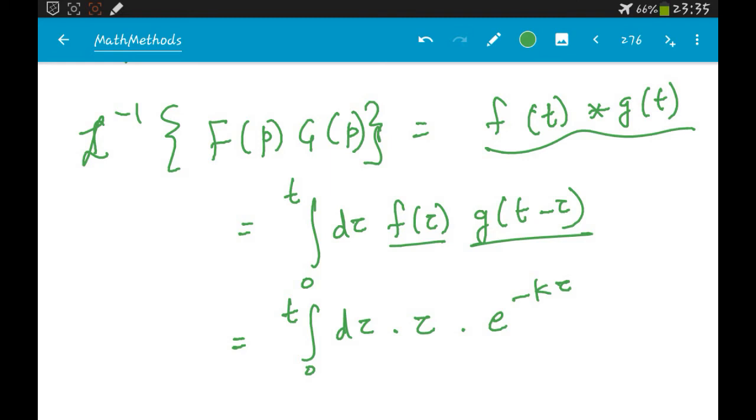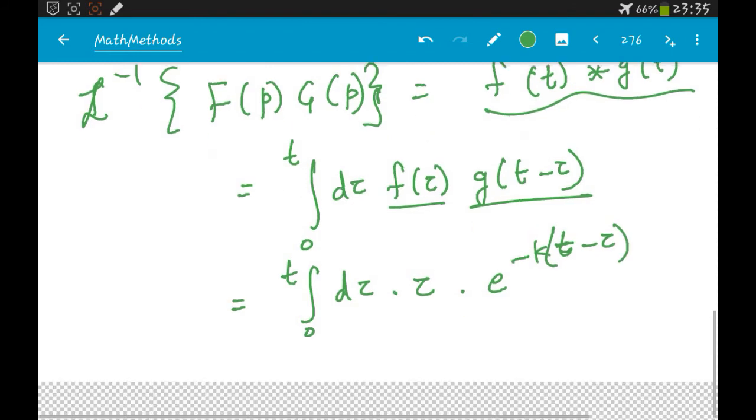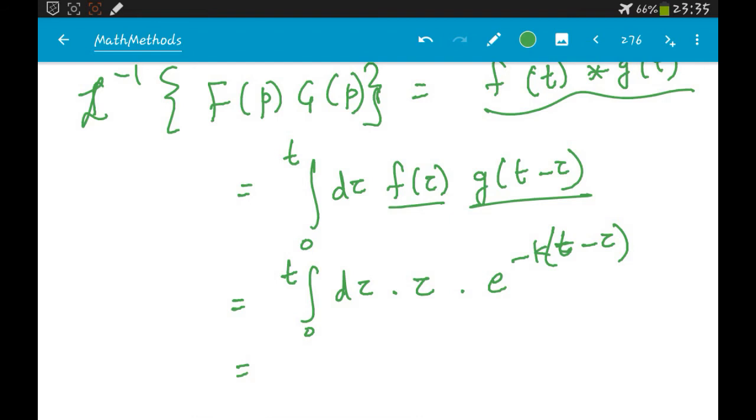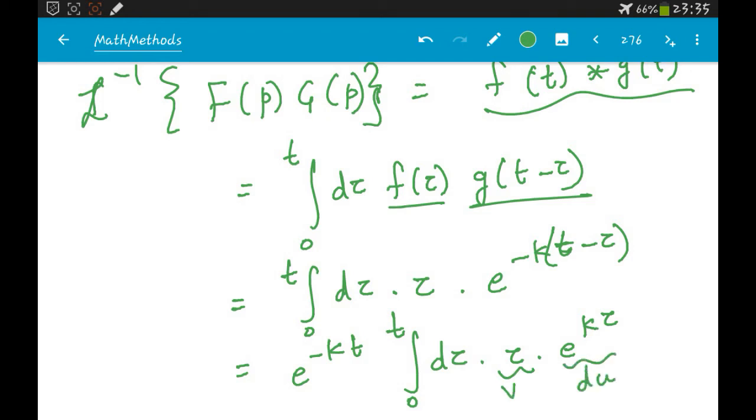Okay. So now this integral is of the form of product of two functions. Sorry, this is t minus tau. Okay. So you can simplify this further. You will get e power minus kt 0 to t d tau into tau e power k tau. Okay. So this integral you can solve by doing integration by parts. So what is integration by parts? You can assume that this function is your v, right, and this is your du. Okay.